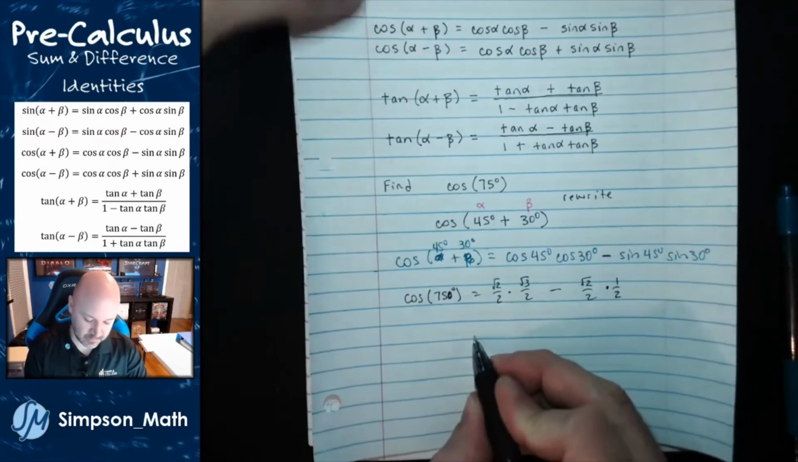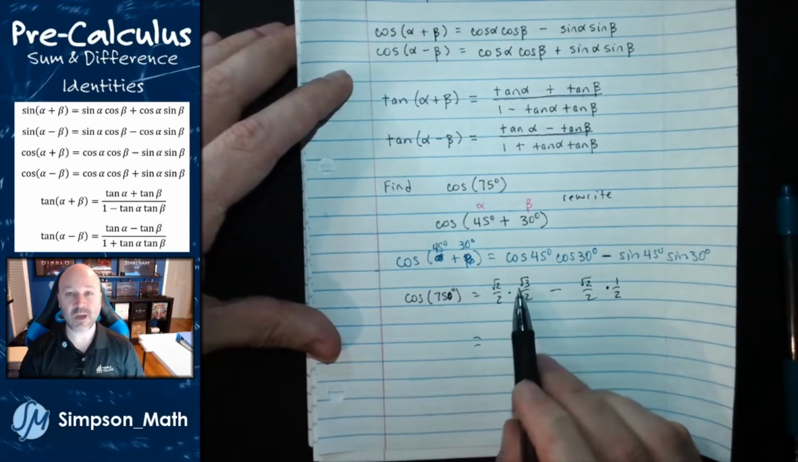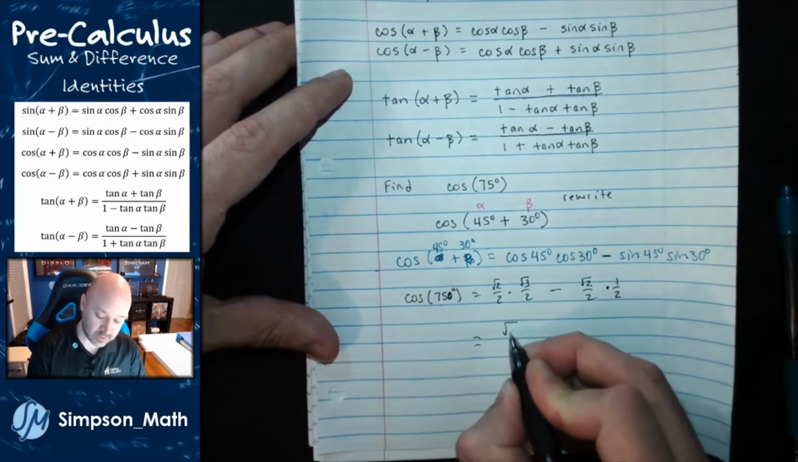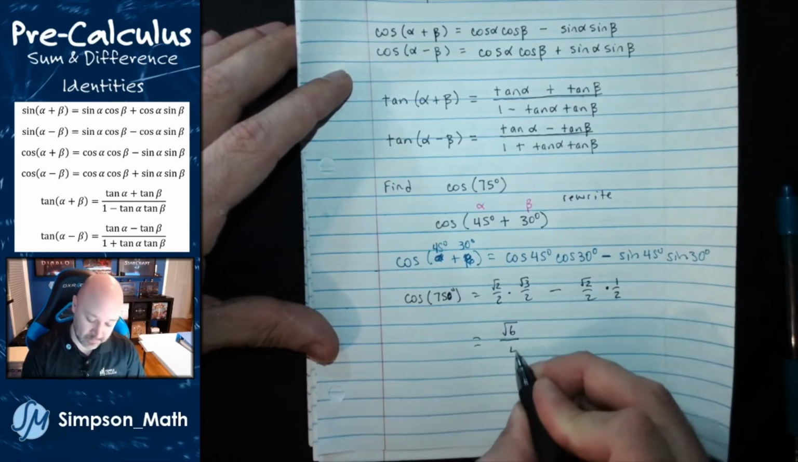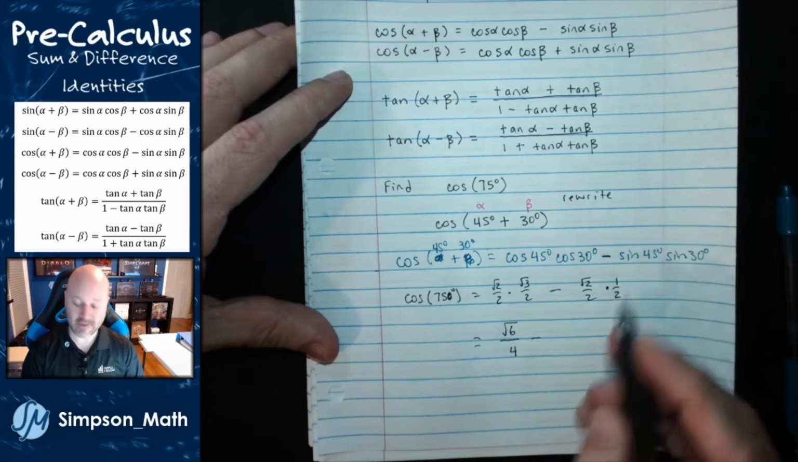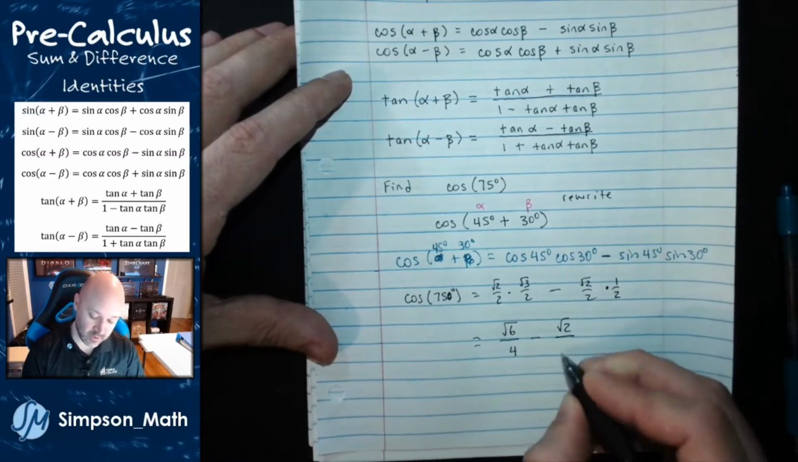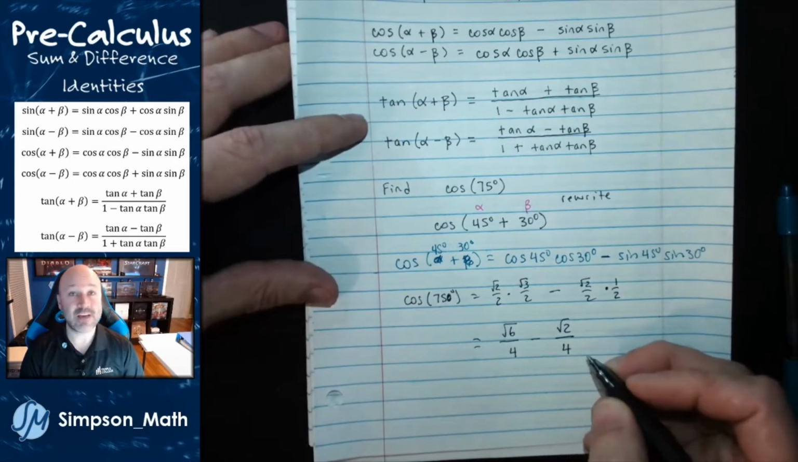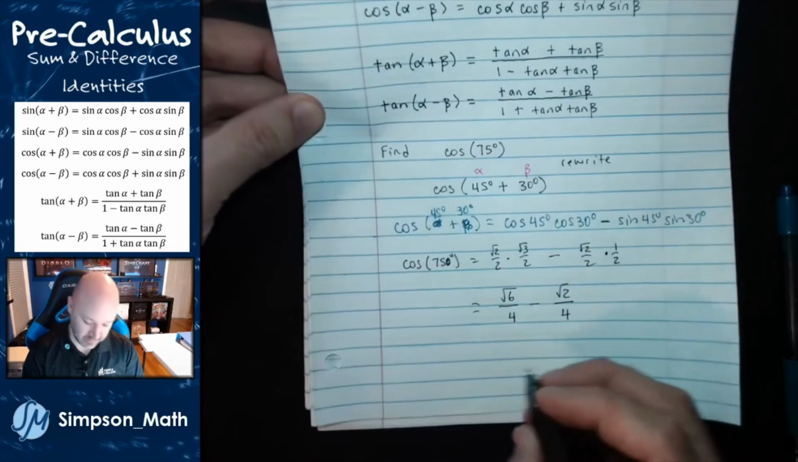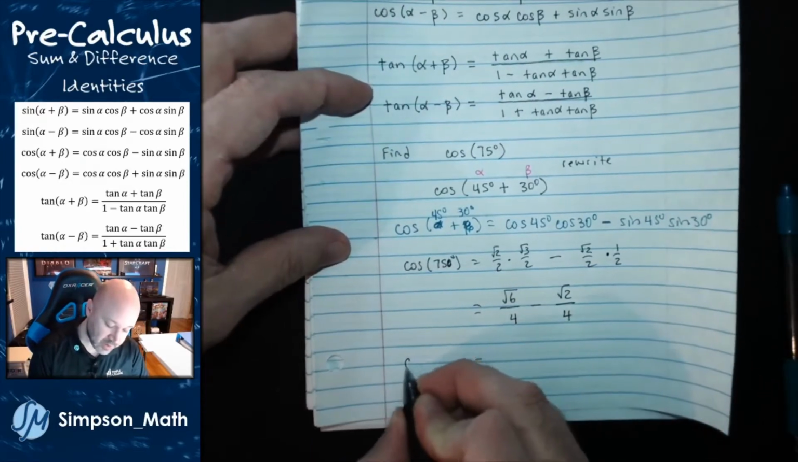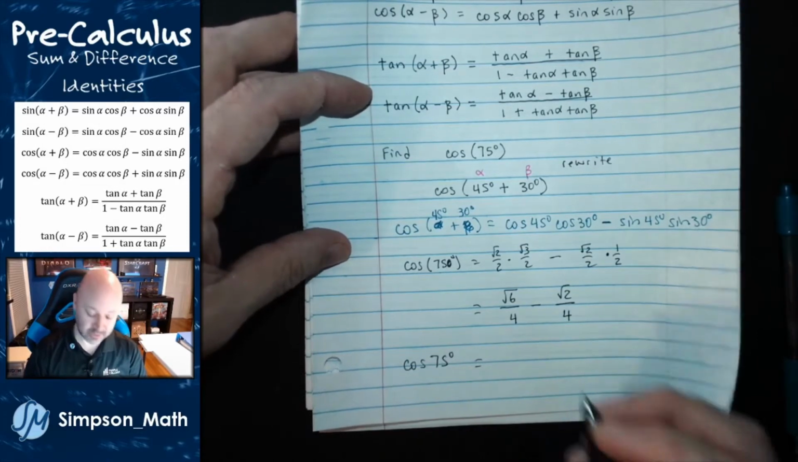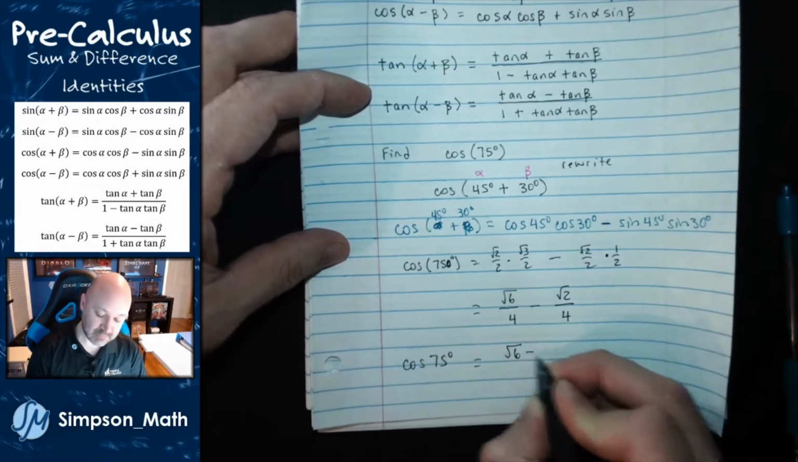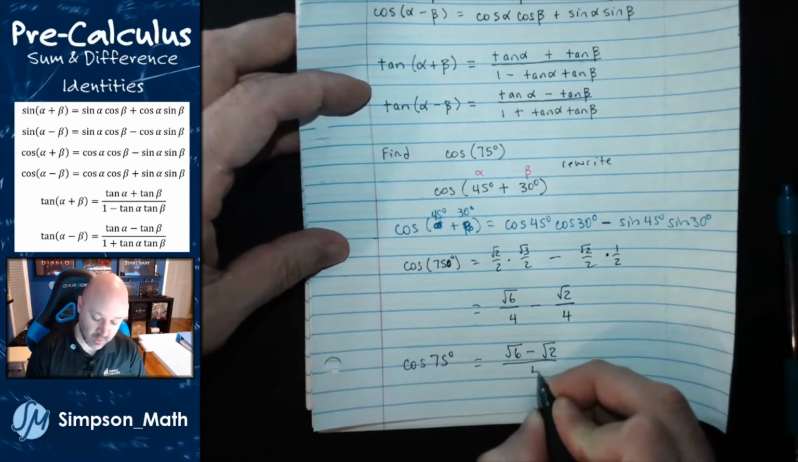Nice and easy. Root 2 times root 3 would be root 2 times 3, or root 6. 2 times 2 is 4. Down below, I've got root 2 over 4. They already have a common denominator, so I'm just going to put them together. And cosine of 75 degrees is equal to root 6 minus root 2 all over 4.